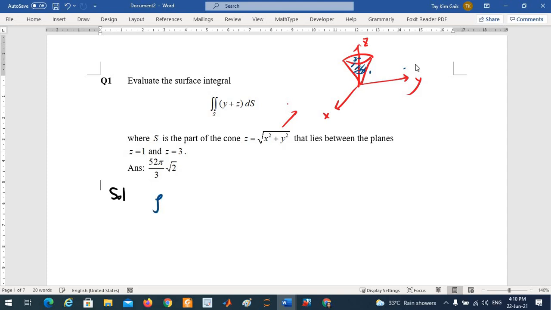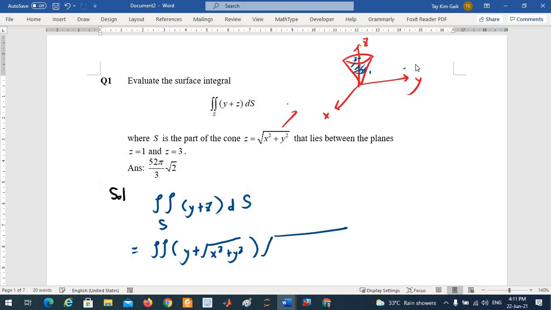And then the surface integral of y plus z dS across the surface S. Z, you replace by the square root of x squared plus y squared. dS, one unit of the surface area, is given by the square root of zx squared plus zy squared plus 1 dA across the region R, where z is given here: z equals the square root of x squared plus y squared.